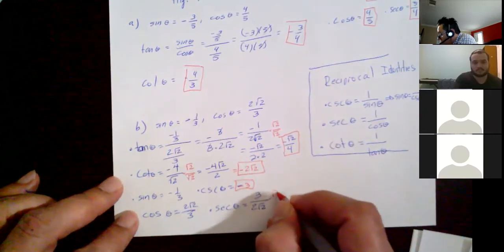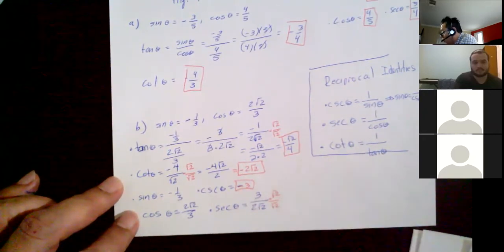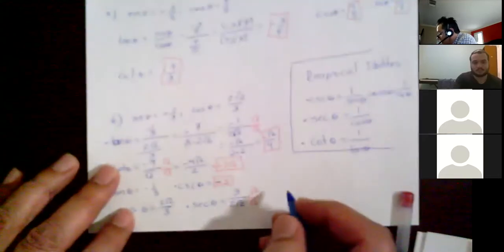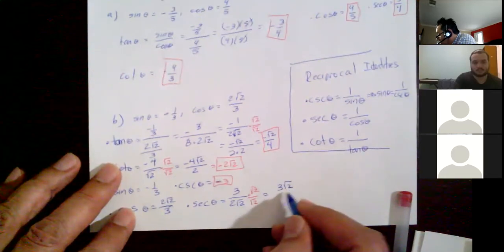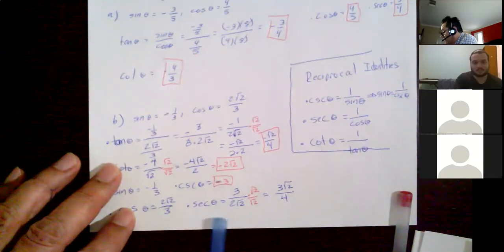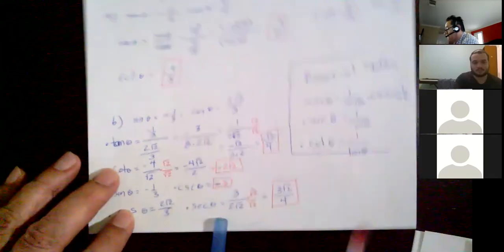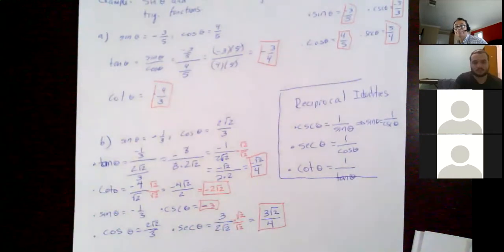I'm going to rationalize the denominator again. And I'm going to be left with 3 times square root of 2 divided by 4. All right, so let's see if we are getting something similar, you guys. Everybody okay so far? We're good?